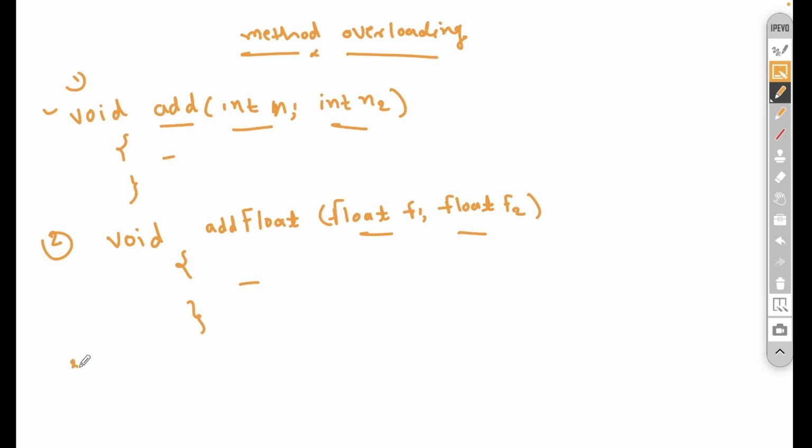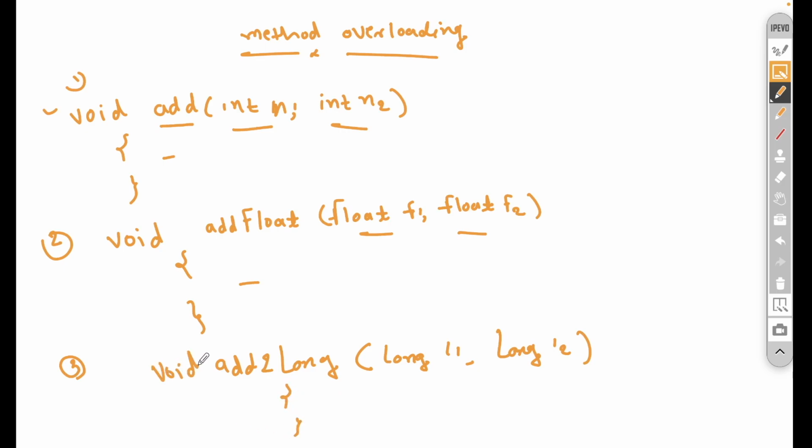Now let's suppose another requirement came where they want to add two long numbers. For that, again we have to create one more method which will add two long numbers. Here we will take two parameters. The first one is of type long, L1, and the second one is also of type long, L2. So this is another method, and maybe here also I will return void. Now see, in all the methods the task is to add two numbers.